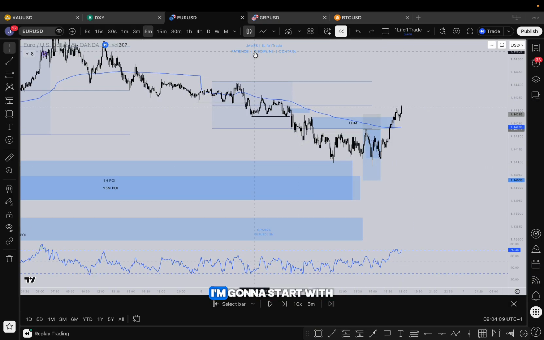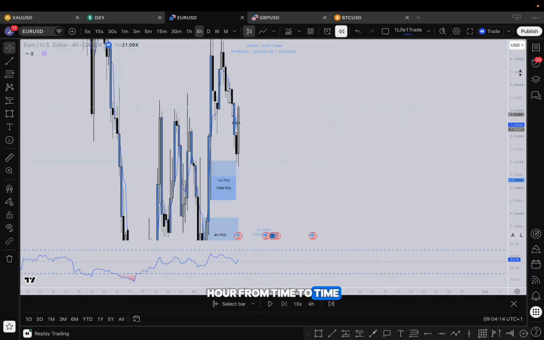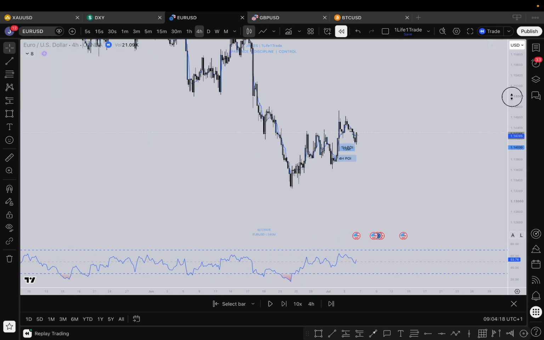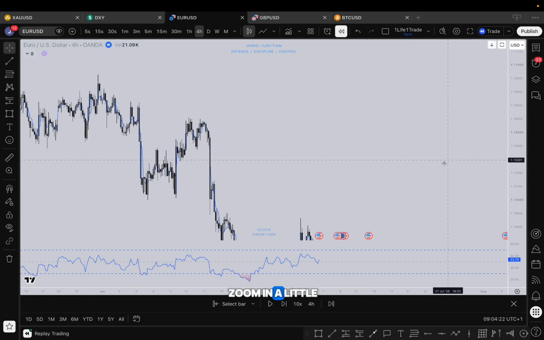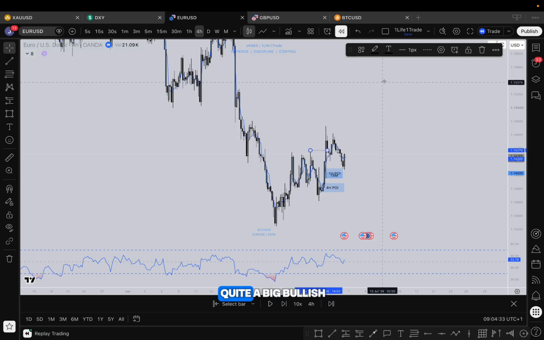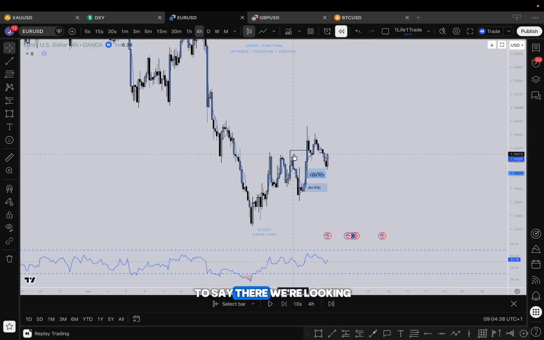So what I'm going to do, I'm going to start with the 4 hour. I do like to start from the 4 hour from time to time. Well, a lot of the time, to be honest. So as you can see from the 4 hour, overall it's bearish. But zoom in a little bit closer, you can see it broke. They have a big, strong four hour candle. Let's mark this up as we go. You can see it broke there with quite a big bullish candle. So I'd go as far as to say there we're looking bullish on the 4 hour.